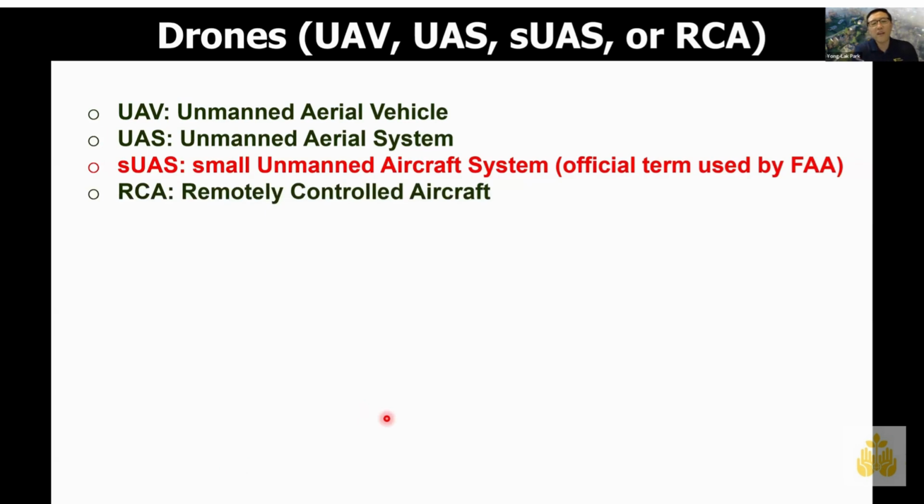We have a lot of different names for drones. Traditionally we say unmanned aerial vehicle, UAV, or unmanned aerial system, UAS. But in the United States of America, we use sUAS, which means small unmanned aircraft system. This is actually the official term used by the Federal Aviation Administration of the USA. And traditionally we also say RC or RCA, remotely controlled aircraft.